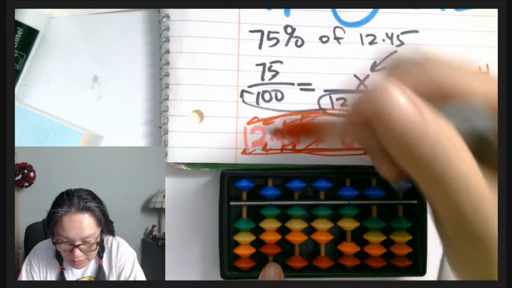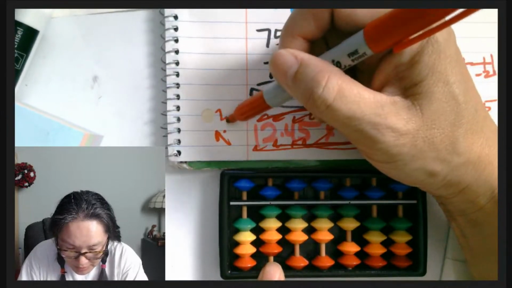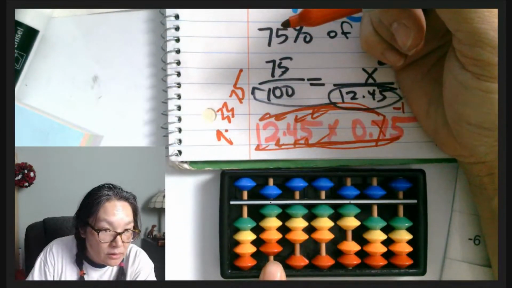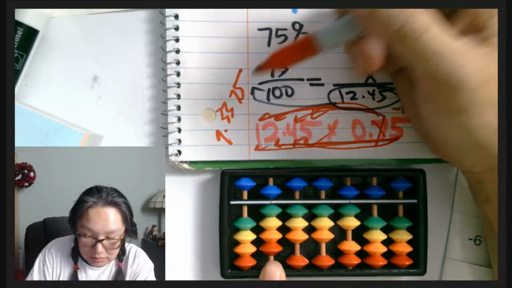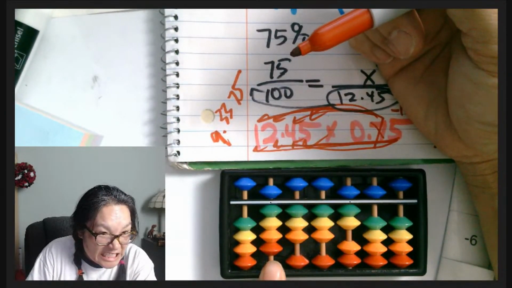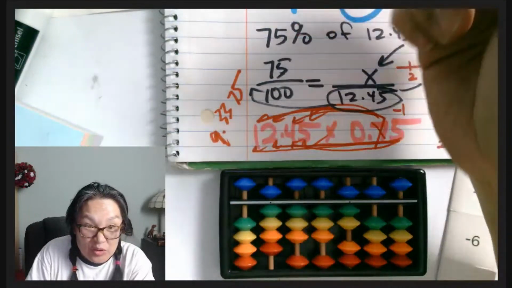So my final answer is 9.3375. That's my answer. Does that make sense? We can do, yeah.